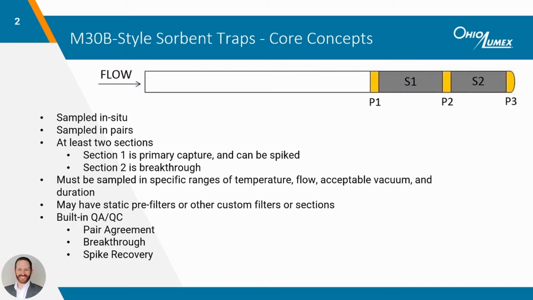Section 2 is always made of the same sorbent material as Section 1. Section 2 is the breakthrough section and serves as a means to determine whether the target analyte has broken through Section 1 during sampling.